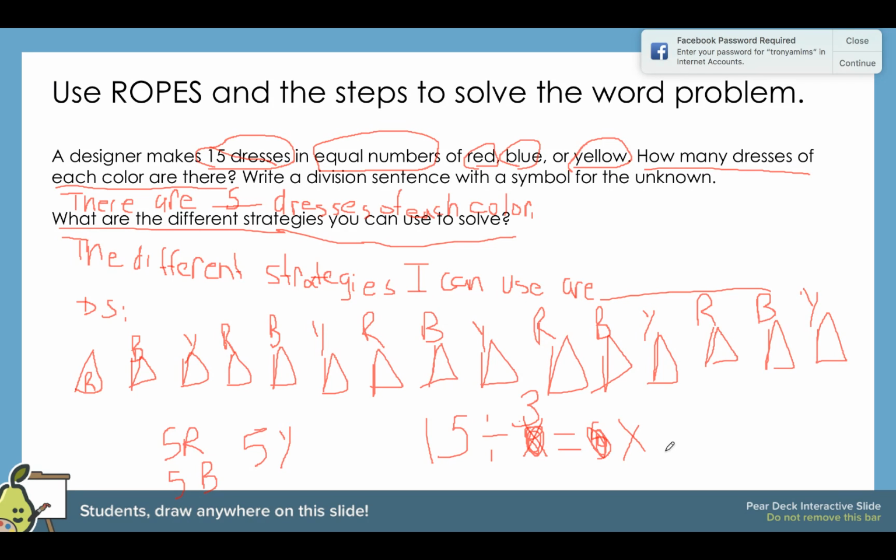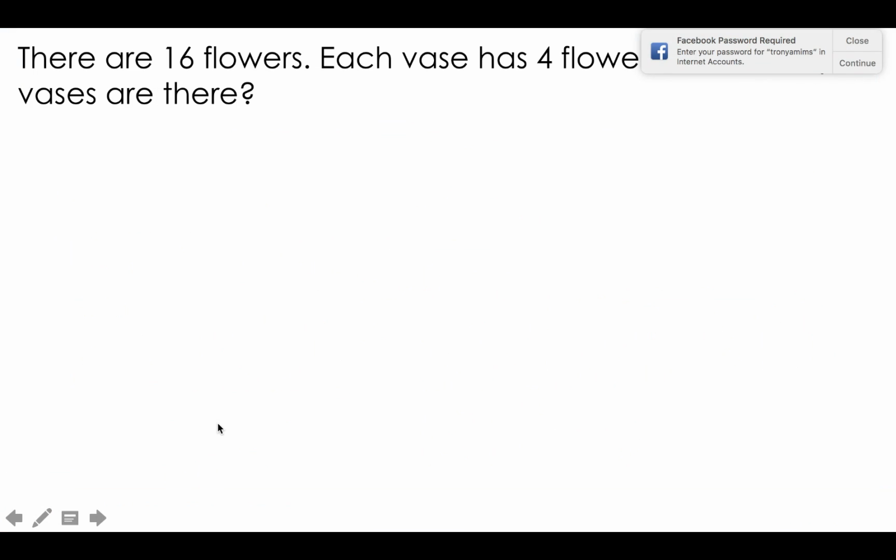So keep in mind, even I can make mistakes, as you know, but we have to make sure we catch our mistakes and we're able to explain why there is a mistake. So it was 15 dresses total that we divided into 3 groups, and those 3 groups are red, blue, and yellow. And then we had to find the number of red, the number of blue, and the number of yellow. So that means we needed to find the number in each group. So it should be 15 divided by 3 equals X. So we know X equals 5. Okay, so let's move on.